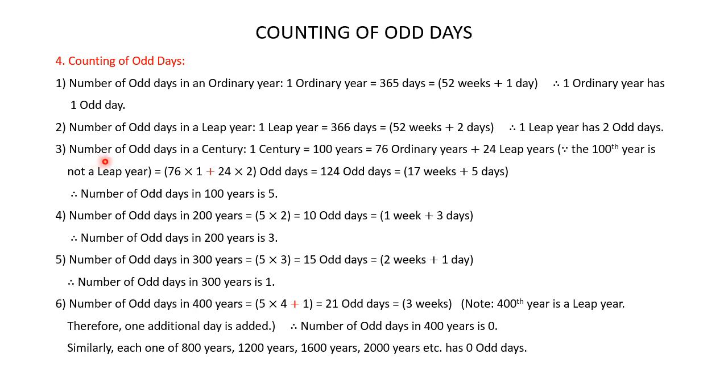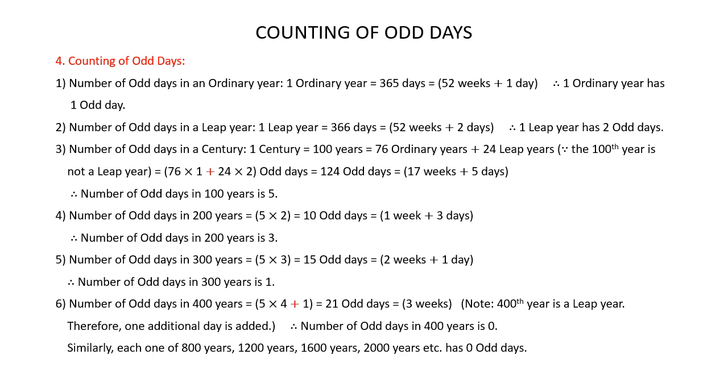Number of odd days in a century. Now 1 century is equal to 100 years. Now to find the number of odd days in 100 years, first you have to know how many ordinary years and how many leap years are there in 100 years. To do that, divide 100 by 4. The quotient will give you the number of leap years in 100 years. So when you divide 100 by 4, you will get 25 as the quotient.